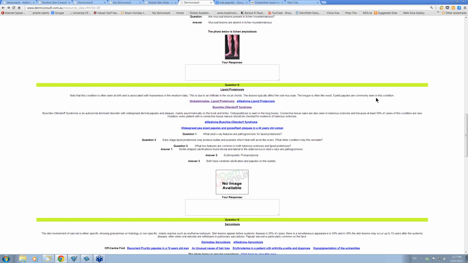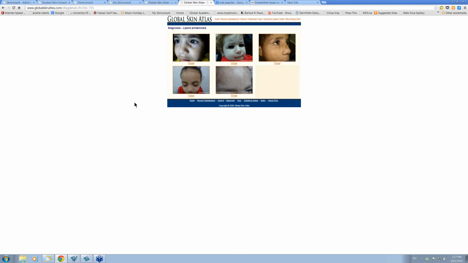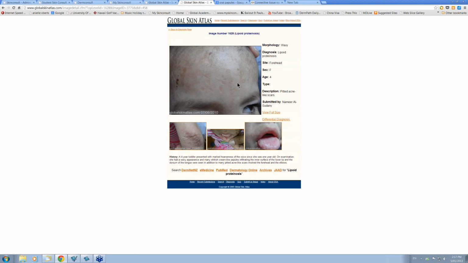And then we said eyelid papules are commonly seen in this condition. I think we showed you that case. No, there were some other cases actually. Let me flick into Global Skin Atlas, because Dr. Namir Al-Sadani from Iraq, he's got a clinic where he obviously sees a lot of these. So a quick flick into some of these cases.